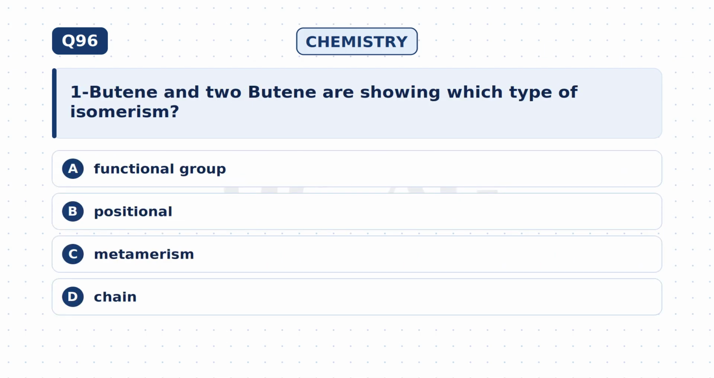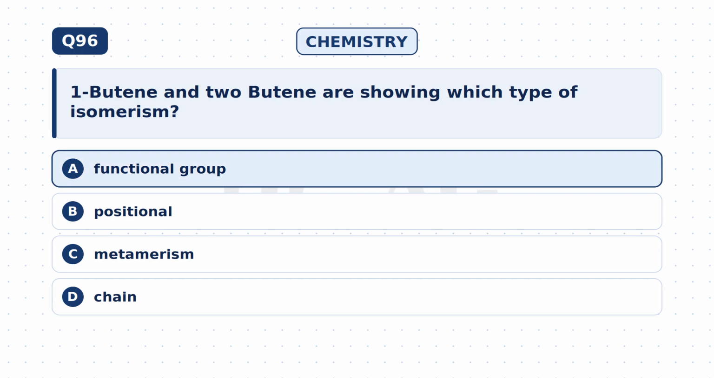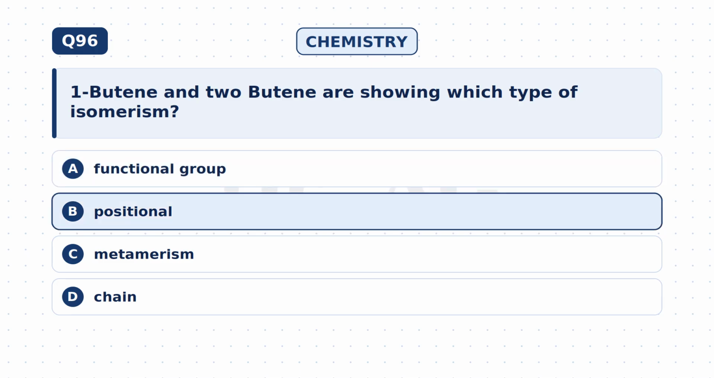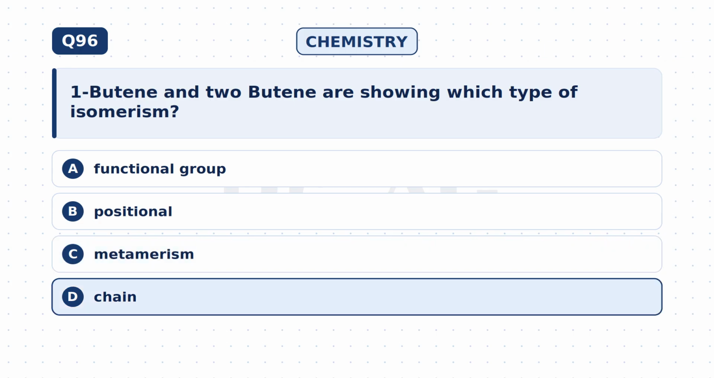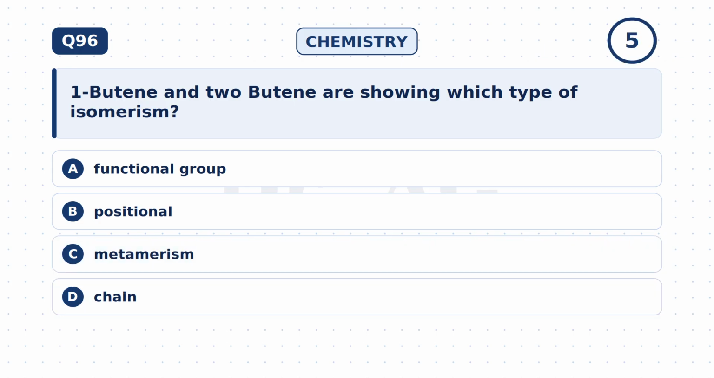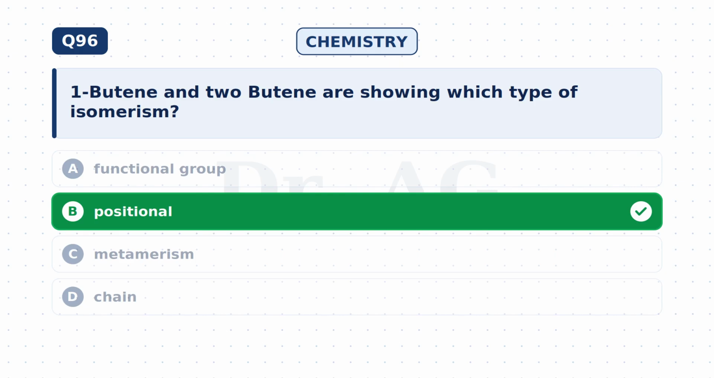Question 96. 1-butene and 2-butene are showing which type of isomerism? Option A, functional group. Option B, positional. Option C, metamerism. Option D, chain. The correct answer is B, positional.